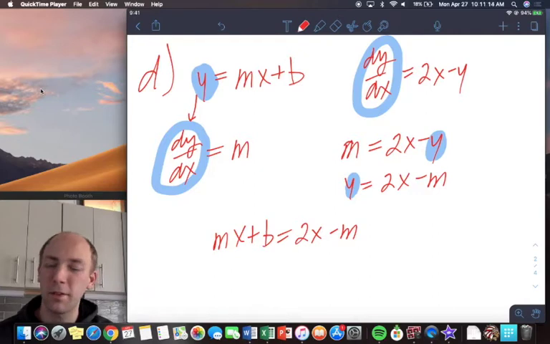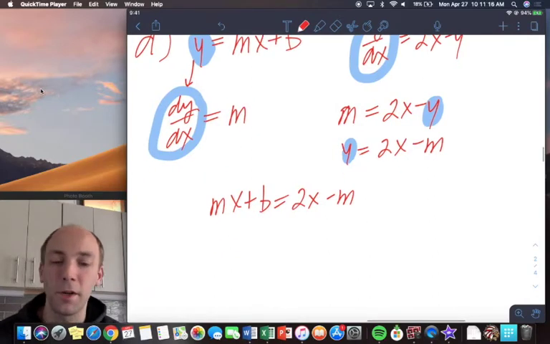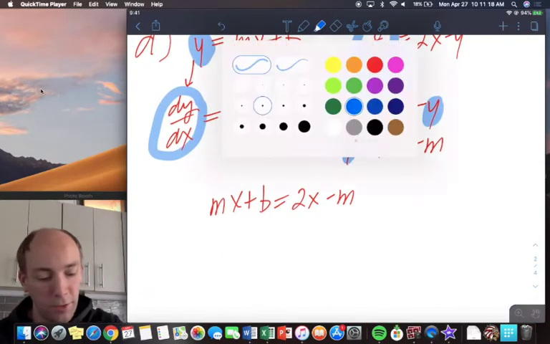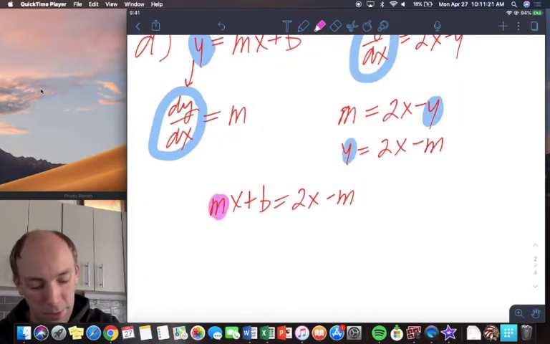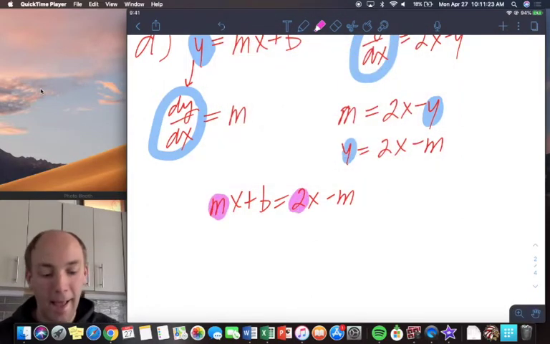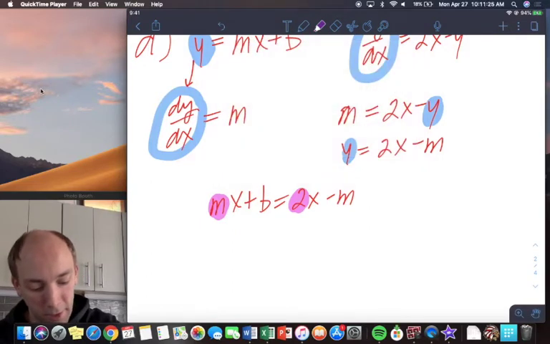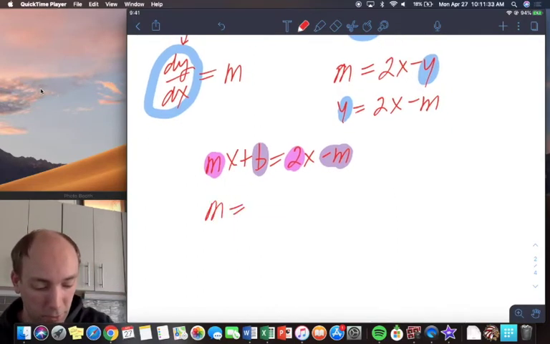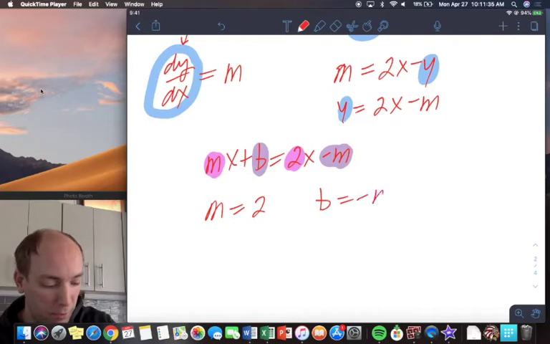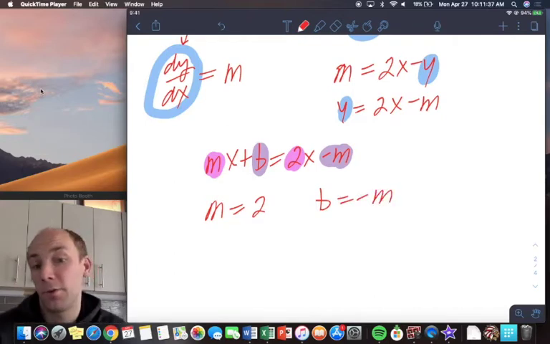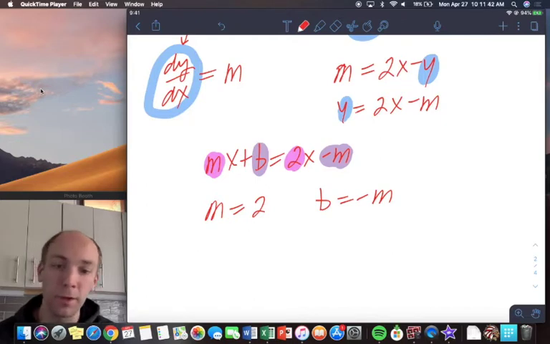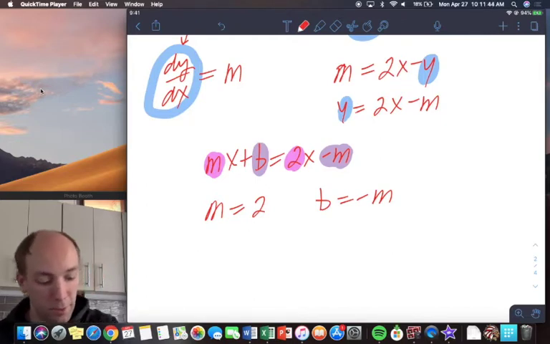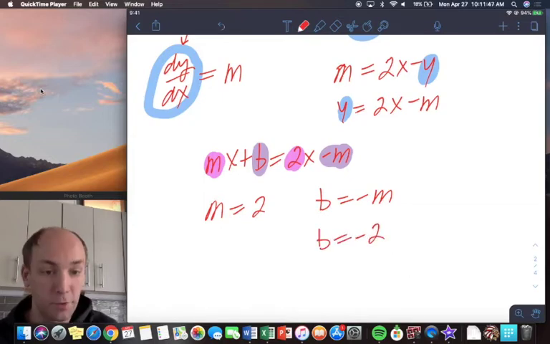There's a couple different things that we can observe from this equation. In order for these two equations to be equal to each other, the numbers in front of the x have to be equal, and the numbers that are off by themselves need to also be equal to each other. So I've got two equations here. I've got m equals 2, and I've got b equals negative m. Well, m equals 2 is already solved, because now we know what m equals. So I'm going to take that m value and plug it into the other one. So b equals negative 2.